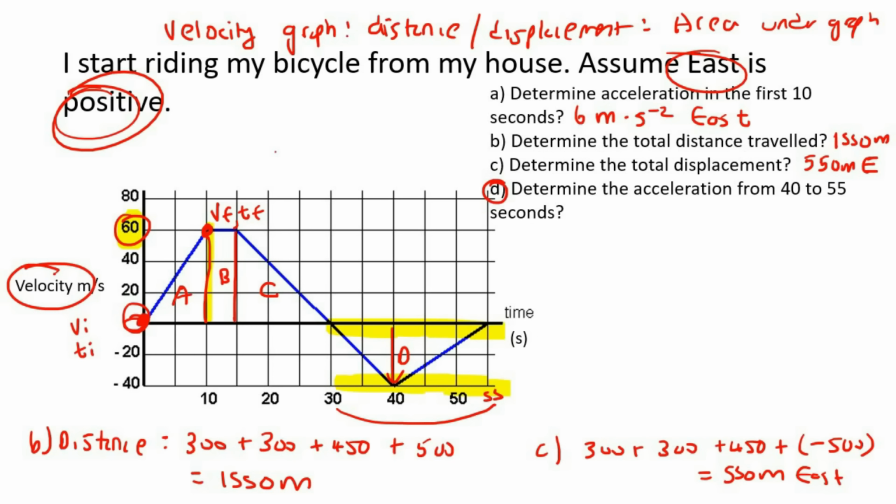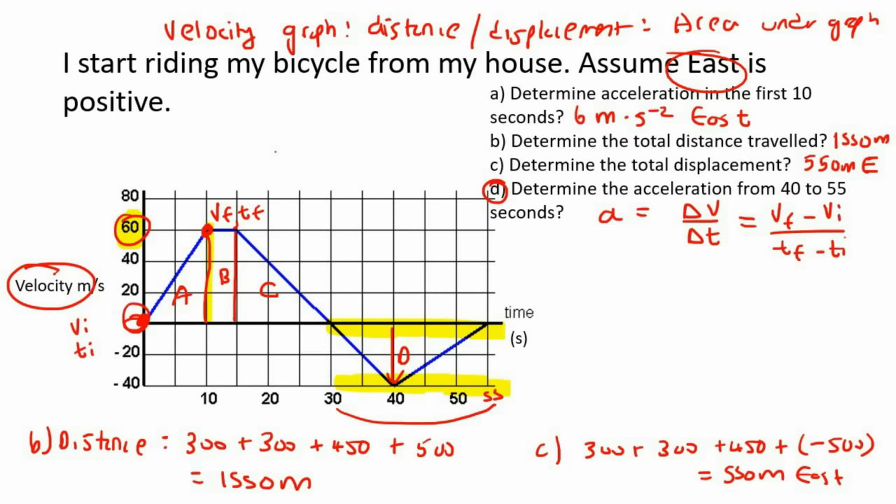This one says, determine the acceleration. Okay, so we know acceleration is change in velocity over change in time, which is then final velocity minus initial velocity over final time minus initial time. But they're asking us to only look between 40 and 55 seconds. So 40 and 55 seconds, that's from here, and then 55 seconds is here. Okay, so these are the two positions that they're asking us.